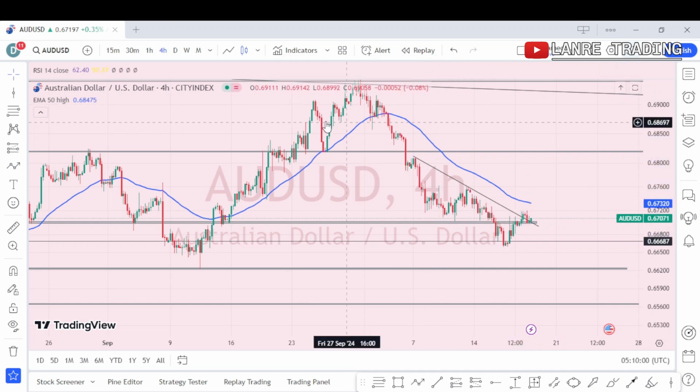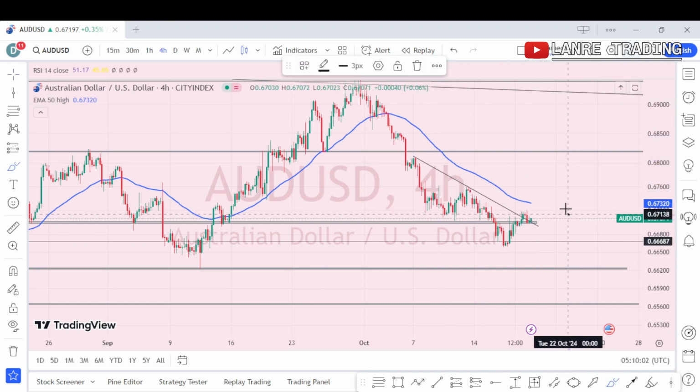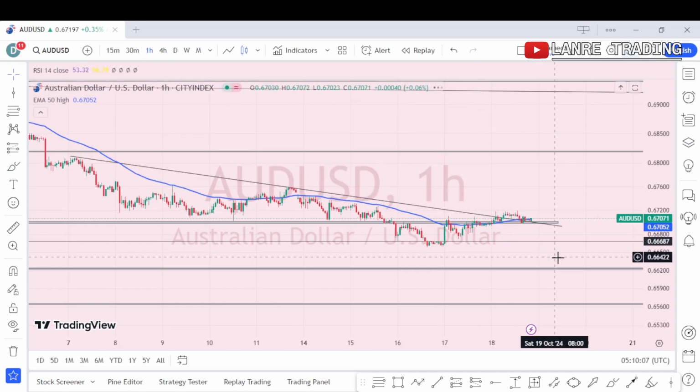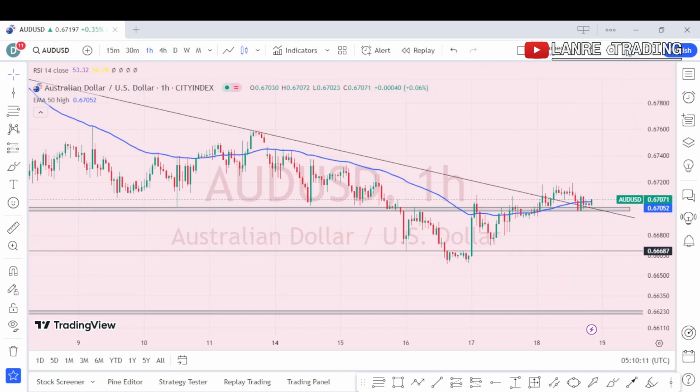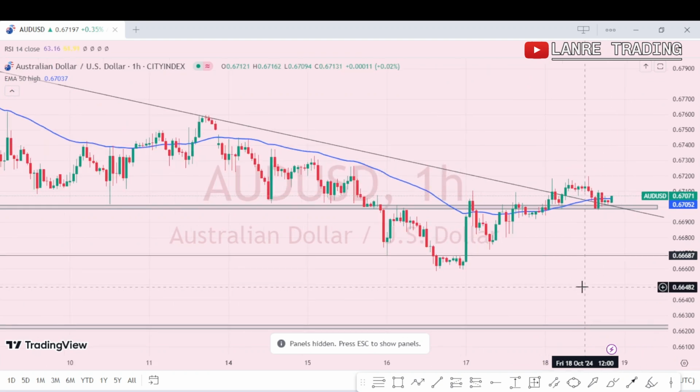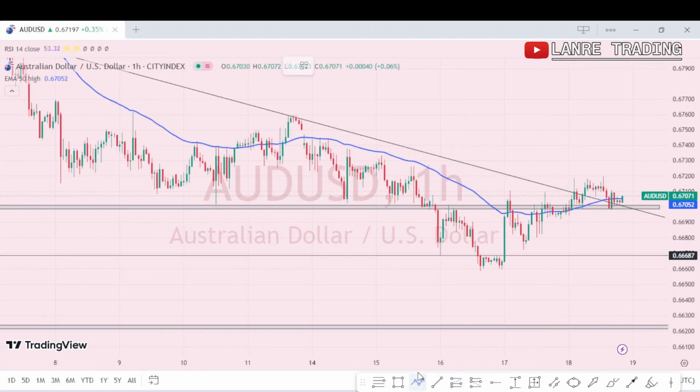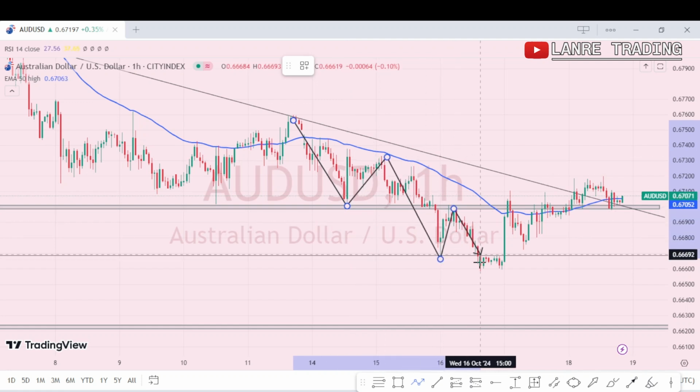So I will scale down to the 1 hour time frame for you to see what is actually happening here. Let me increase the screen size. So you see at this level, lower low, lower high, lower low, lower high, lower low, and price did what? Took out this previous lower high about here to create another what?